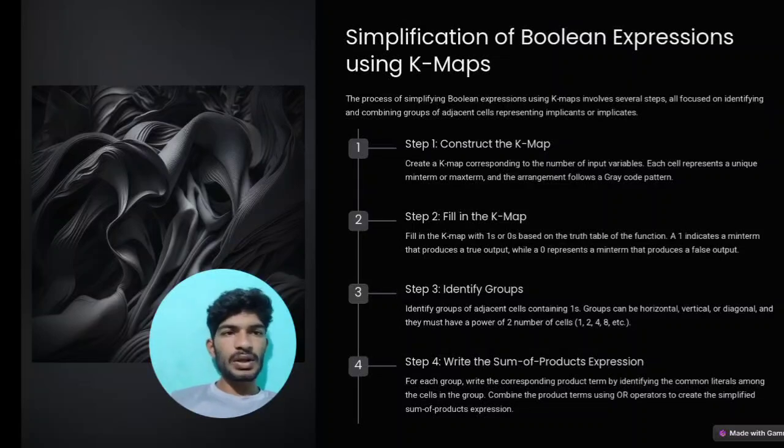Step 2. Filling the K-map. Fill in the K-map with 1s or 0s based on the truth table of the function. A 1 indicates a minterm that produces a true output, while a 0 represents a minterm that produces a false output. Step 3, identify groups. Identify groups of adjacent cells containing ones. Groups can be horizontal, vertical or diagonal, and they must have a power of 2 number of cells.